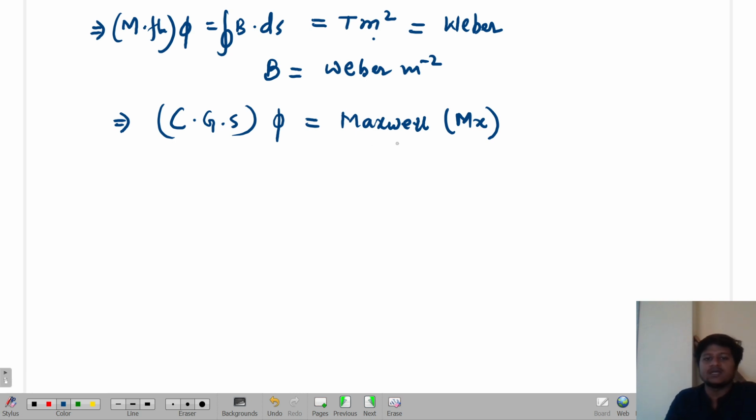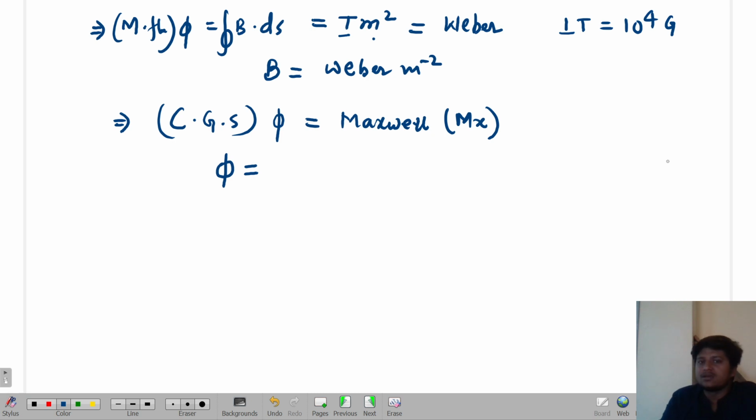Now look over here. When we are considering Maxwell, if I consider the CGS unit, first I'll have to use the CGS unit of magnetic field. Tesla is the SI unit. In CGS, it changes to Gauss. Now mention over here that one Tesla is equal to 10 to the power of 4 Gauss.